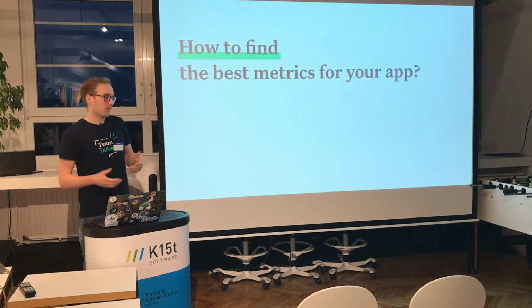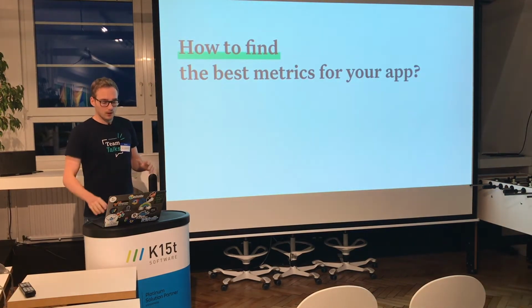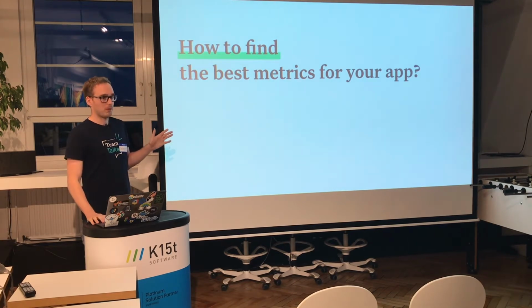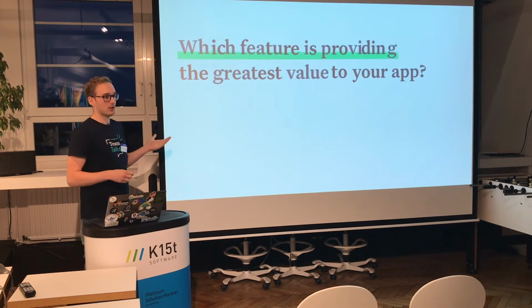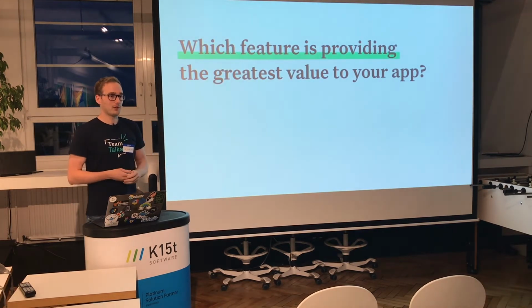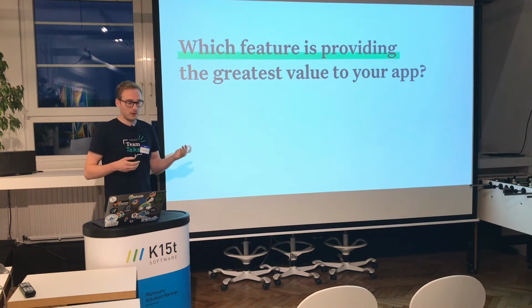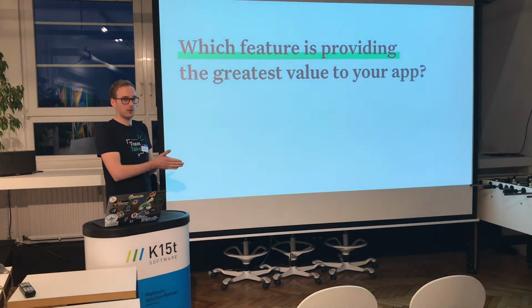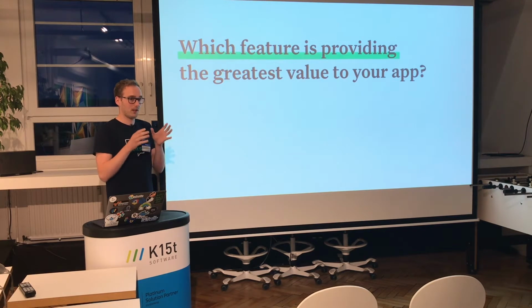And the question is, how do you actually find the best metrics you should monitor? I think this question should be rephrased into something else, and that is, which features are actually providing the greatest value to your app? So if you know your product well enough, then this should probably be an easy question, because if you know the greatest feature of the app, which is bringing the biggest value to your customer, that's probably the thing you want to monitor or focus on in the first place when you initiate your monitoring.